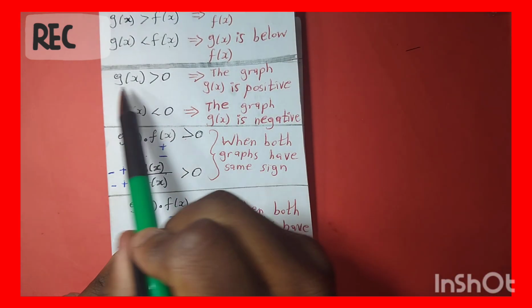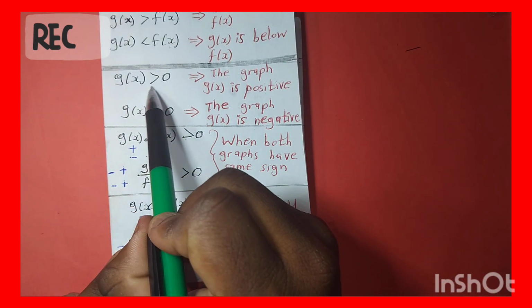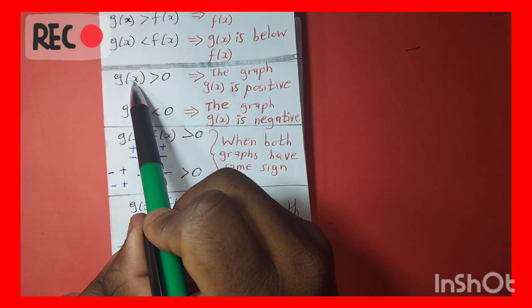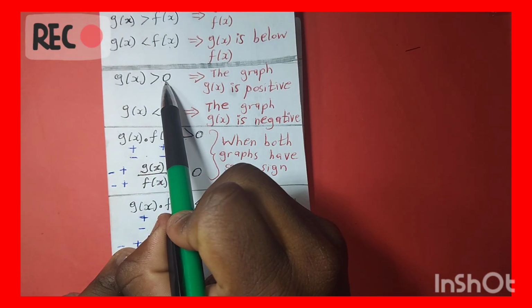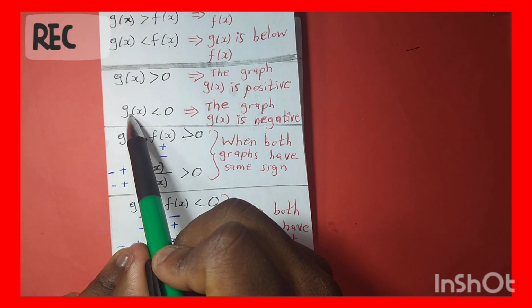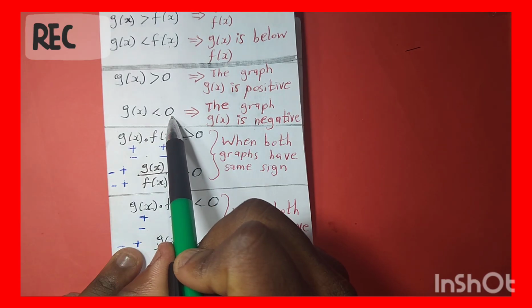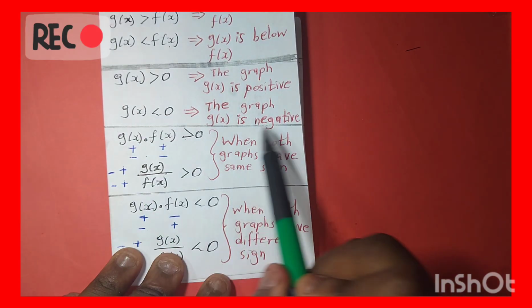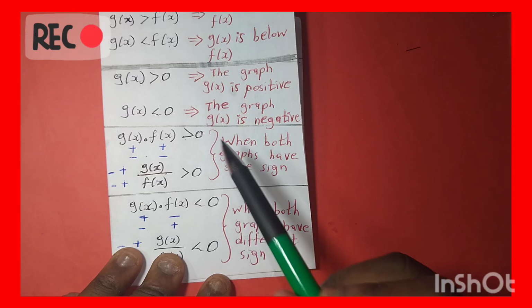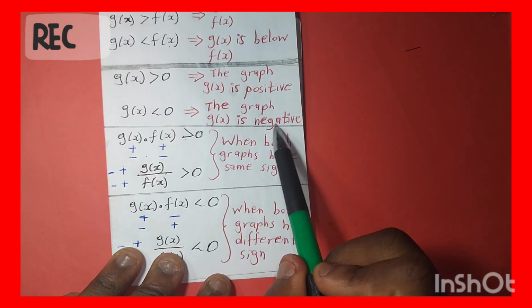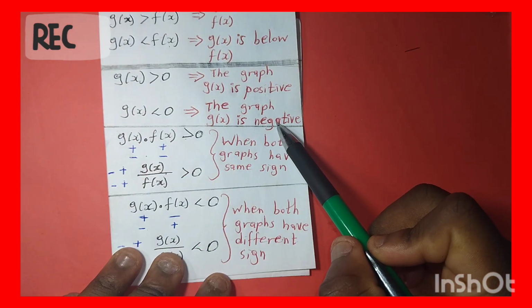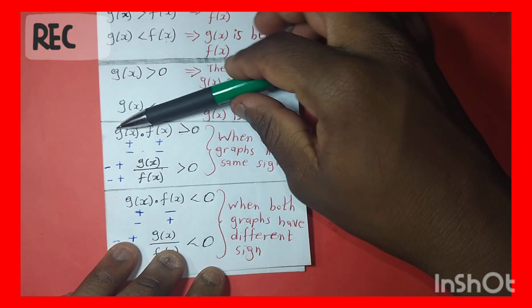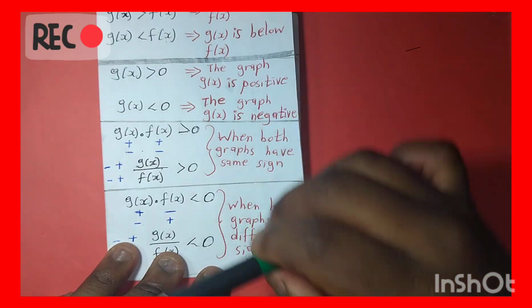When you see g of x greater than 0, something that is greater than 0 is positive. But if you see something which is less than 0, it means that the graph there is negative, because something that is less than 0 is negative, guys. I hope you understand this one as well.